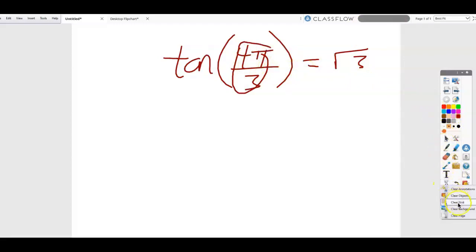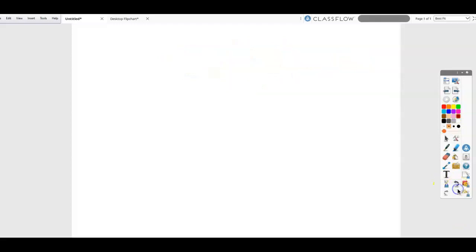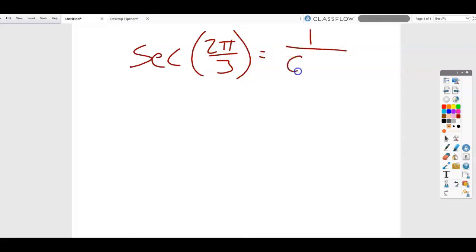Well, let's go ahead and jump into the reciprocal ones. So suppose I asked you guys to tell me what is secant of 2 pi over 3. Okay. Well, secant is the same thing as 1 over cosine of 2 pi over 3. So what I want to do then is find where 2 pi over 3 is, and find the x value, because it's cosine, that goes with that.